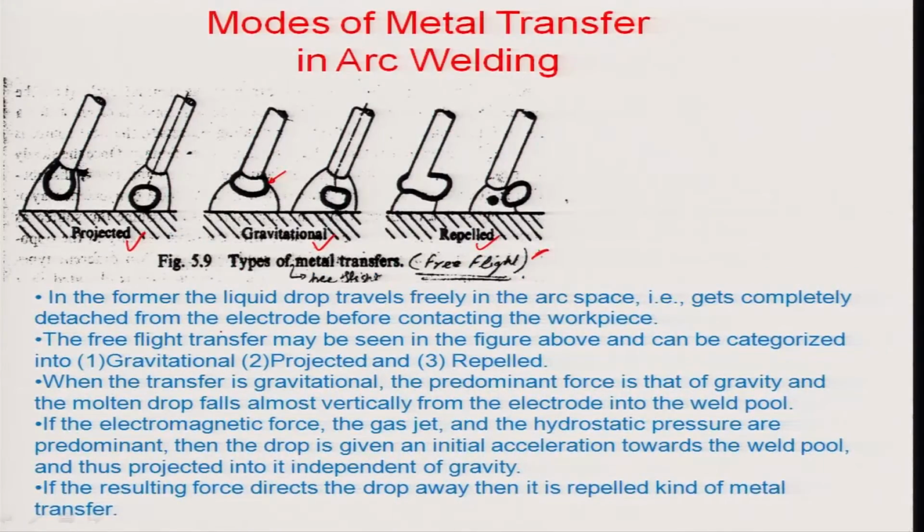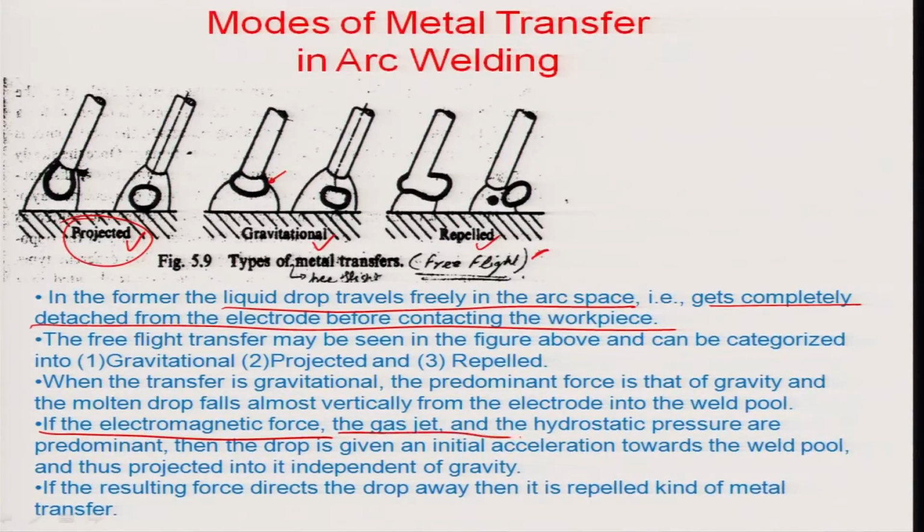So, in the former, that means in the free flight condition, the liquid drop travels freely in the arc space and gets completely detached from the electrode before contacting the workpiece, and the free flight transfer may be seen in the figure above. Okay, here. So, the projected case is when the electromagnetic forces and the jet of the plasma, which creates some kind of hydrostatic pressure, are predominant in nature. So, there is a tendency of the droplet to emanate or separate from the electrode and move in the direction of the plasma all the way to the welding zone. So, this is the projected transfer of the droplet.